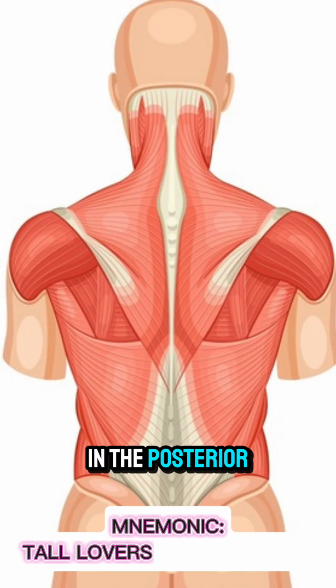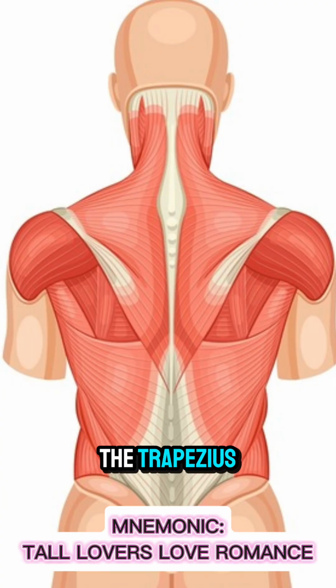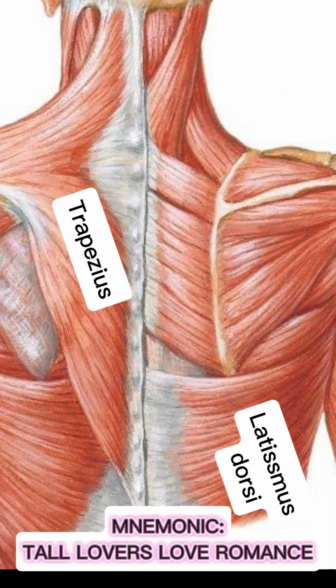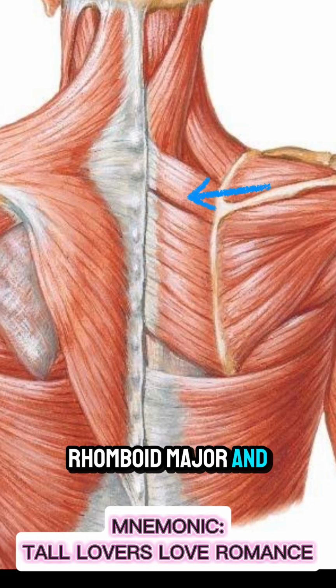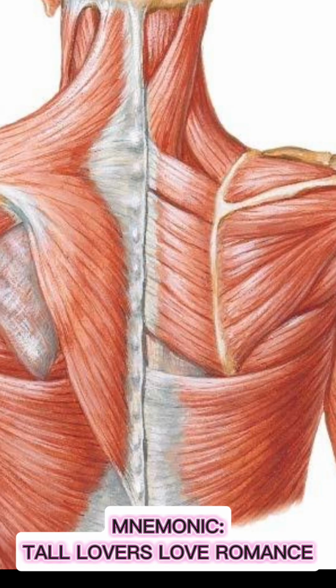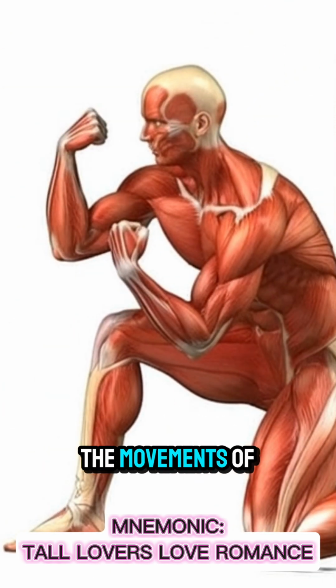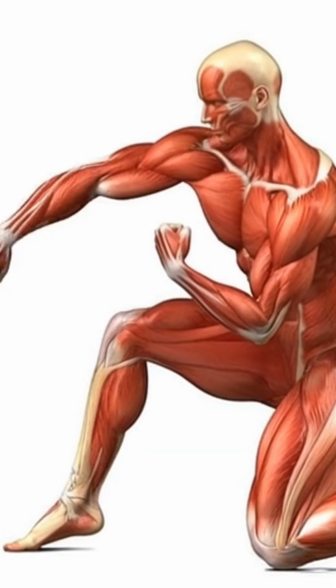In the posterior group, we have the trapezius, the latissimus dorsi, the levator scapulae, rhomboid major and rhomboid minor. They position and stabilize the scapula and assist in the movements of the upper limb.